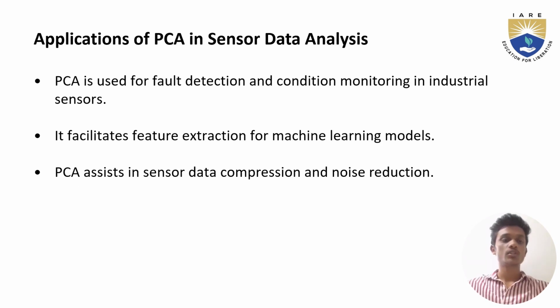Now, let us talk about some applications of PCA in sensor data analysis. PCA is used for fault detection and condition monitoring in industrial sensors. It facilitates feature extraction for machine learning models. PCA assists in sensor data compression and noise reduction. These are some applications of PCA in sensor data analysis.